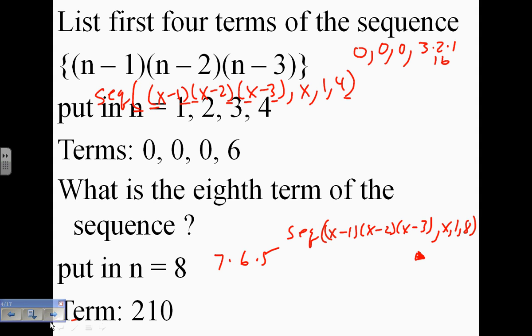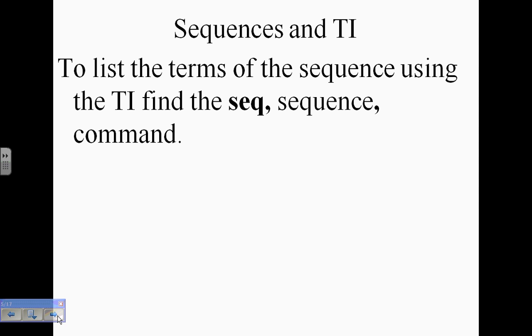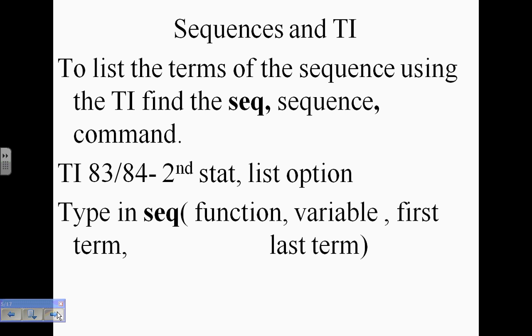Fantastic. Okay, moving on. Oh, here we go. We just talked about it. For those of you who still haven't figured it out, second stat, list option, sequence. It goes the function, the variable, the first term, and the last term. I call it lower bound, and I call it upper bound. Now you can use the X, T, theta, N button, depending on what function you're set up in. But that's how to do it.